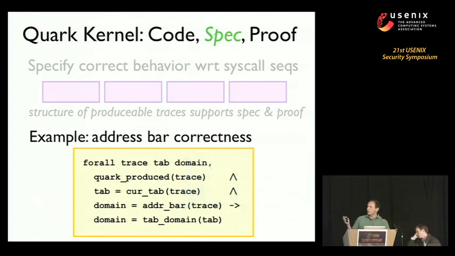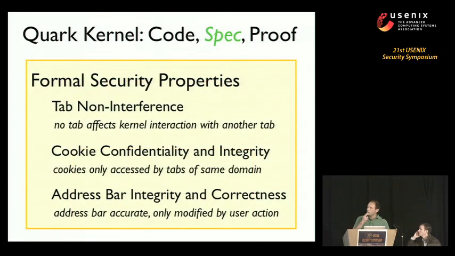And so we can actually specify several security properties in this style. A selection of them are shown here. These are some of the more important ones. So we're able to show tab non-interference. In particular, that means that no tab can ever affect the way the kernel interacts with another tab. We're also able to show cookie confidentiality and integrity, which means that cookies for our domain are only accessed by tabs of that same domain. And we're also able to prove address bar integrity and correctness. We already saw address bar correctness. Address bar integrity just means that if the address bar is updated, the user was somehow in the loop.